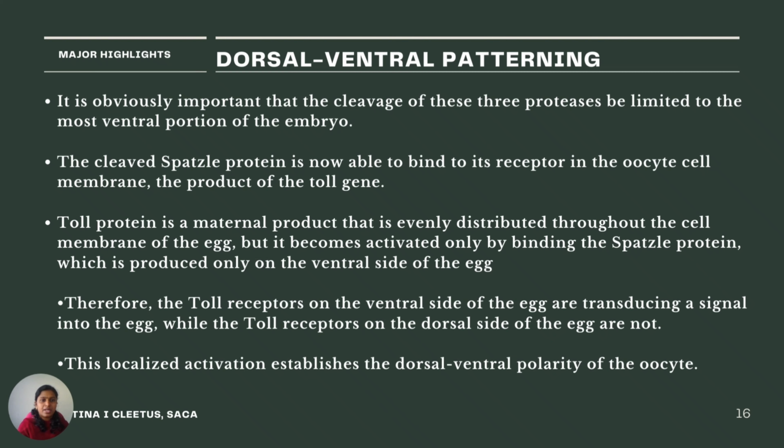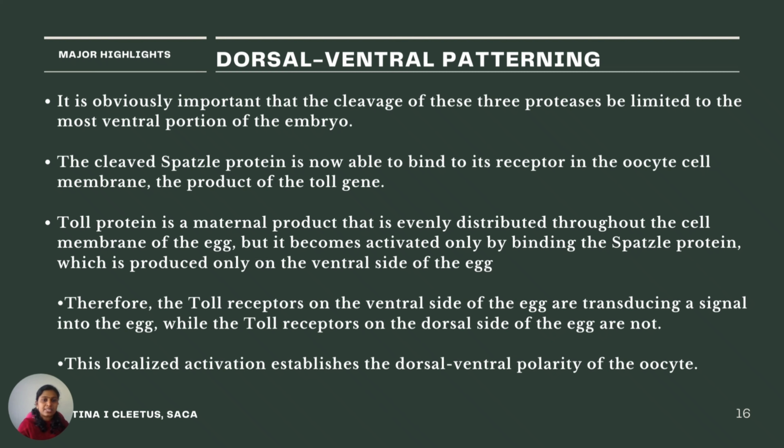the embryo. The cleaved spatzle protein is now available to bind to its receptor in the oocyte cell membrane, which is the product of the Toll gene. And this Toll gene product, called the Toll protein, is a maternal product that is evenly distributed throughout the cell membrane of the egg, but it becomes activated only by binding of the spatzle protein, which is produced only on the ventral side of the egg.